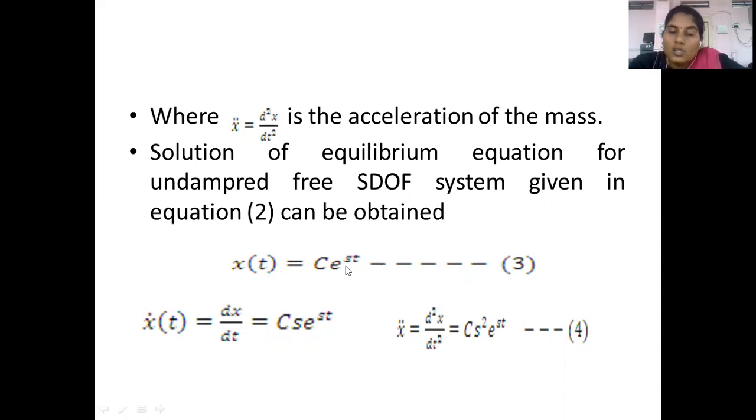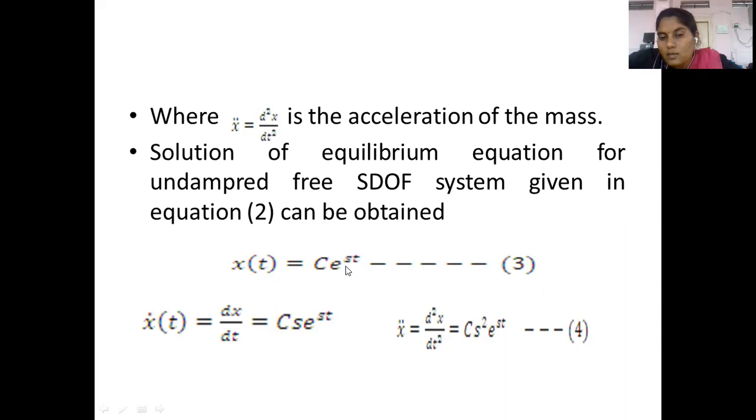So x dot of t, that is the derivative of x with respect to t, is c into s into e raised to st. That is the first derivative of c into e raised to st. But we want the second derivative also, that is x double dot, that is d2x by dt square.